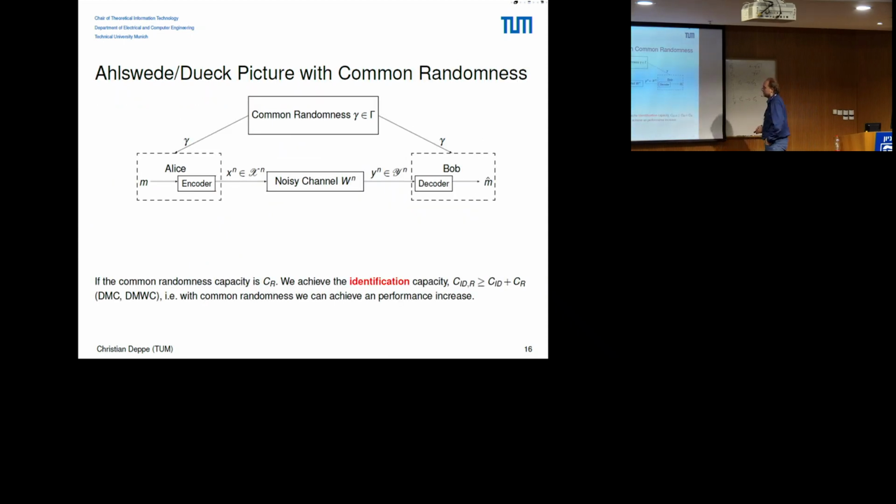Now, if we look at the common randomness here, then something interesting happened. If we have extra common randomness here, like before, now it helps a lot. Let's assume we can create the common randomness capacity CR here from this source. Then the capacity of this whole channel is the capacity of this part of the channel plus the common randomness capacity. So it is added to the identification capacity.